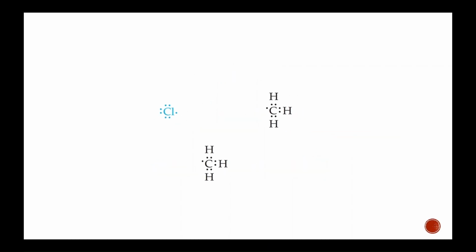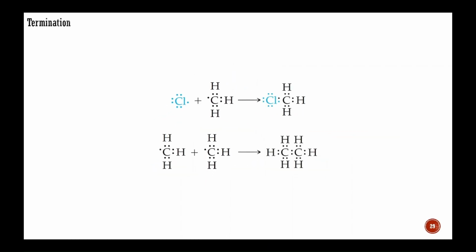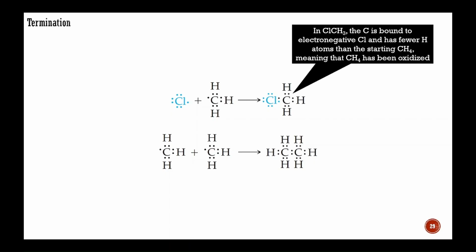The termination step occurs when 2 radicals combine to form an unreactive product. For example, 2 methyl radicals can combine to form ethane, or a methyl radical can combine with a chlorine atom to form chloromethane. In chloromethane, the carbon is bound to electronegative chlorine and has fewer hydrogen atoms than the starting methane, meaning that methane has been oxidized.